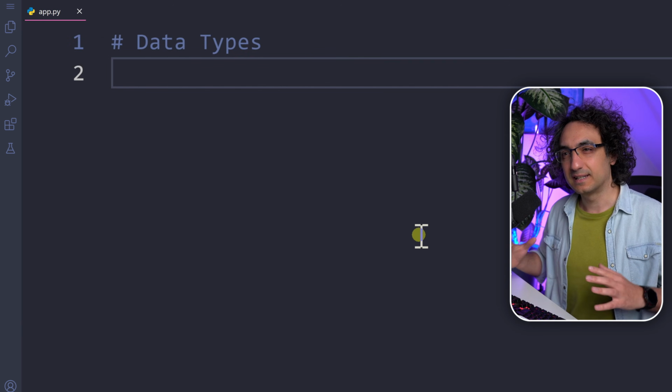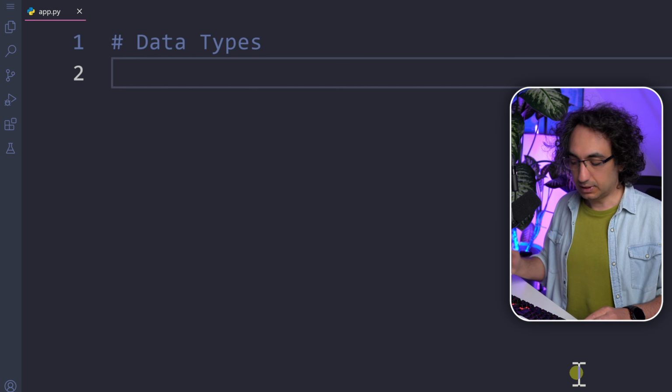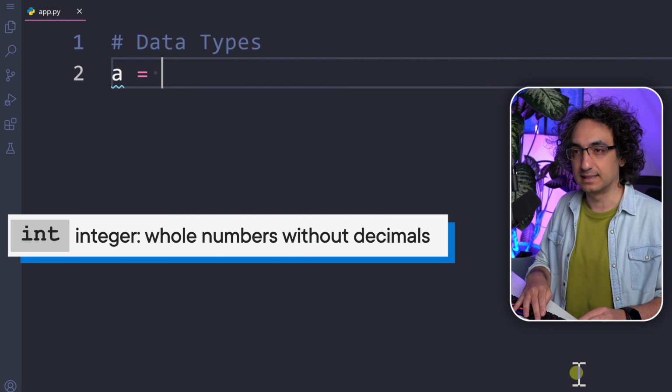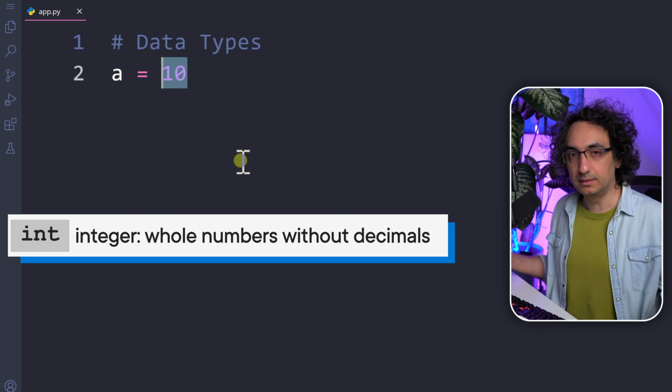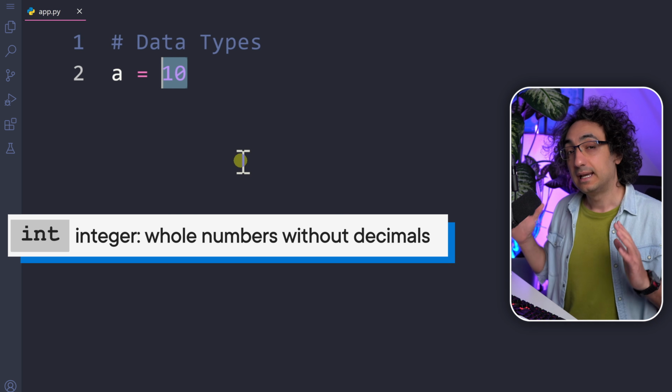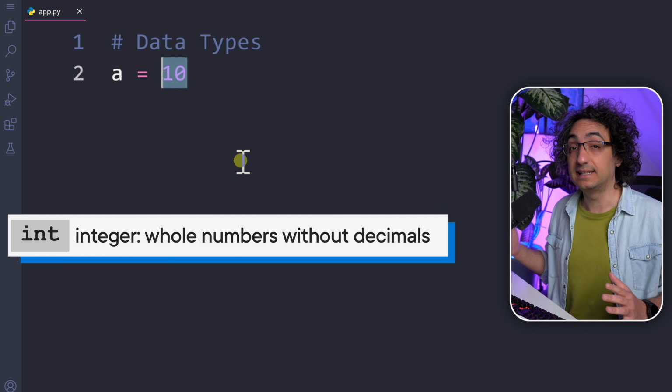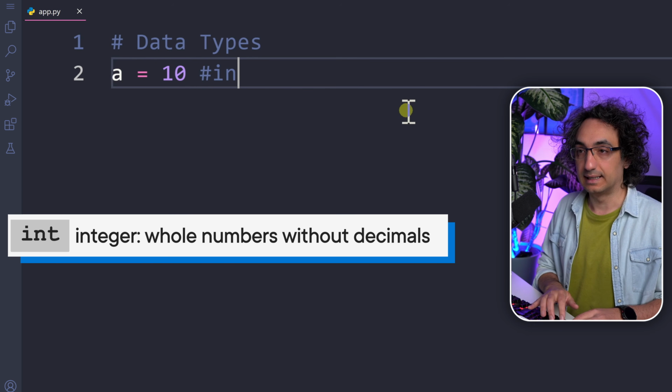Okay, so now let's go and create some basic data types in Python. And we're gonna start with the first one. Let's say that a is equal to 10. Now Python is gonna go and check the value. 10 is a whole number. It has no decimals. That's why it's gonna treat it automatically as an integer. So this one is an integer, int.